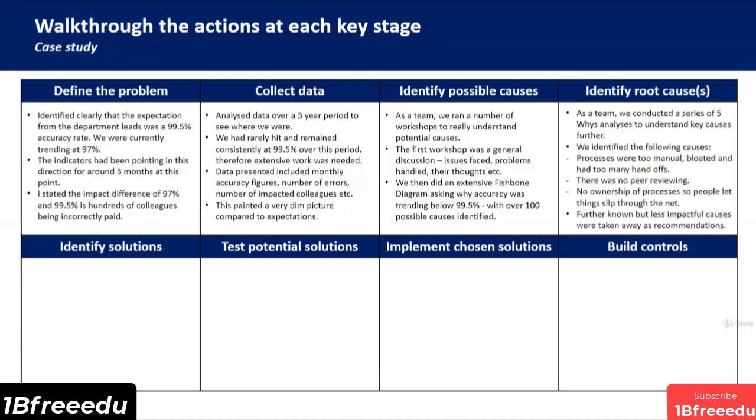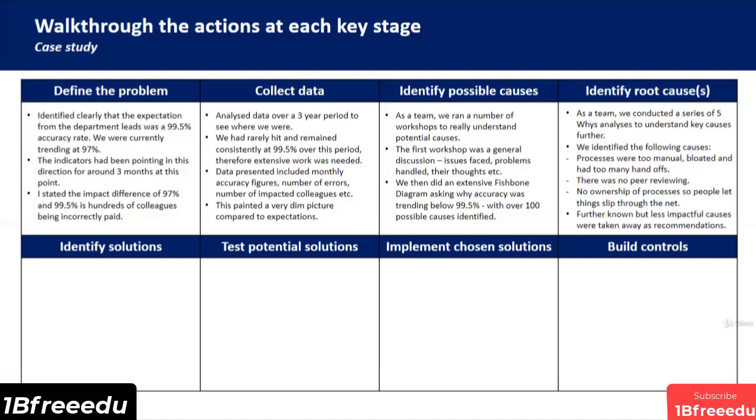So we moved on to identify our root causes. So as a team, we conducted a series of 5 whys analyses to understand key causes further. And we identified the following key causes. Firstly, processes were too manual, bloated, and had too many handoffs. Secondly, there was no peer reviewing. So no one was checking the work before it went through to the final stage. And there was no ownership of processes, so people let things slip through the net.